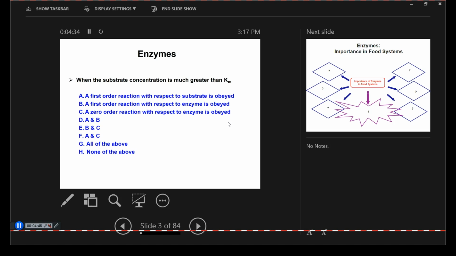So this one is zero order with respect to the substrate. It's first order with respect to the enzyme. And we will talk about that soon. What was the right answer? B. Just B. Because this is zero order with respect to the substrate, and it is dependent on the enzyme, so it's first order with respect to the enzyme. Because now the system is saturated with substrate, you have enough substrate to move the reaction forward, so it won't be dependent on the concentration of the substrate, it will be dependent on the concentration of the enzyme.